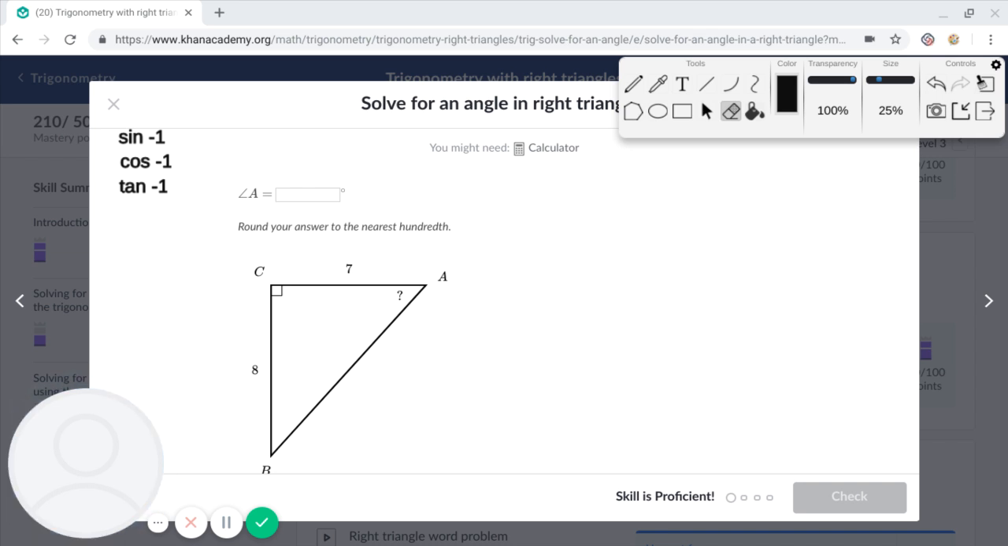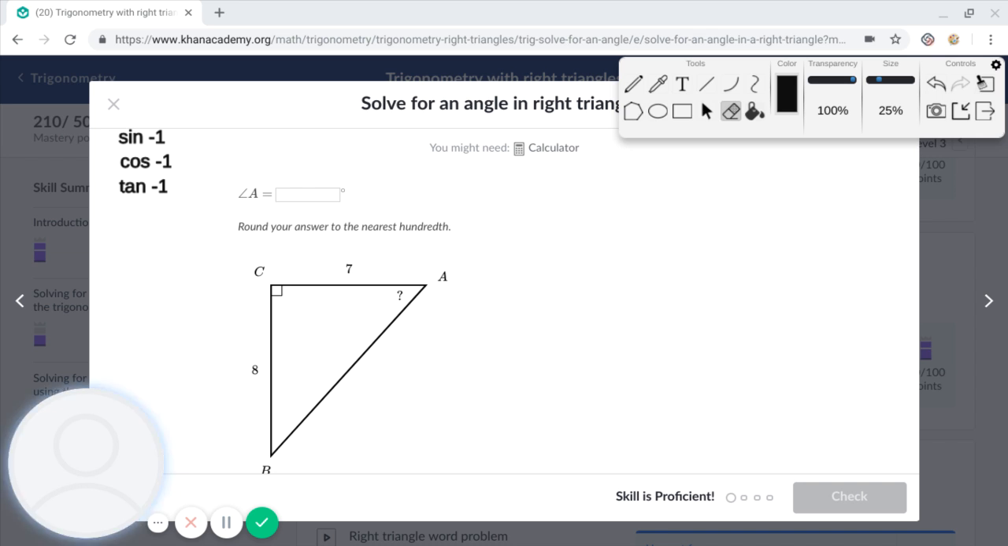Alright, so let's look at the angle. The side opposite to it is 8. The side adjacent to it is 7, and the hypotenuse is AB. They didn't give us that one. So let's find, alright, sine works the same way, opposite over hypotenuse, but you don't do it exactly the same way. Pretty much the order is the same, so opposite over adjacent, which is tangent.